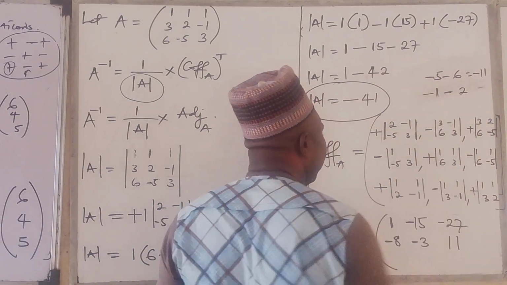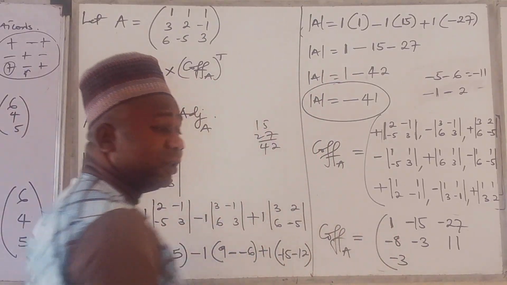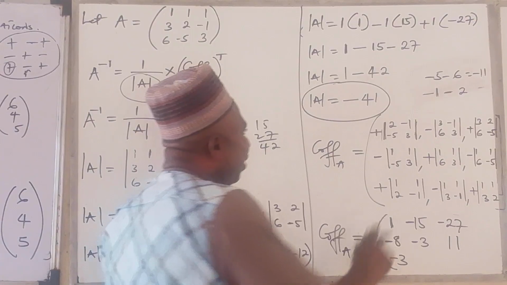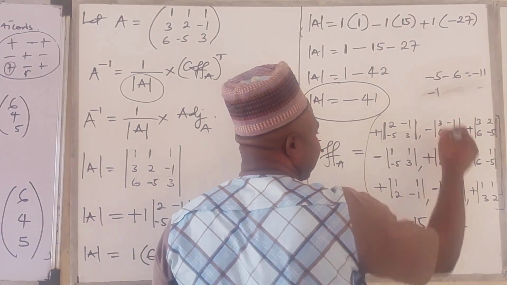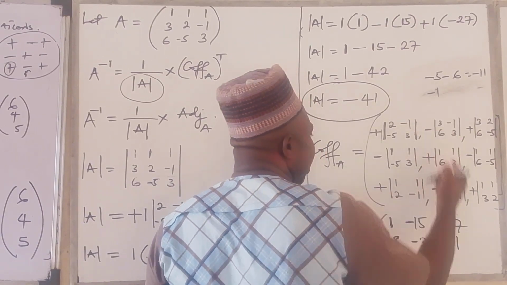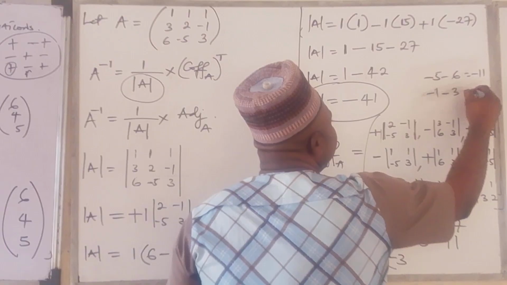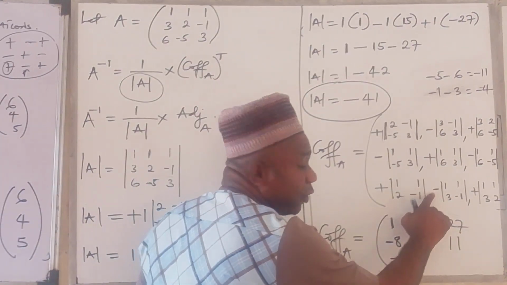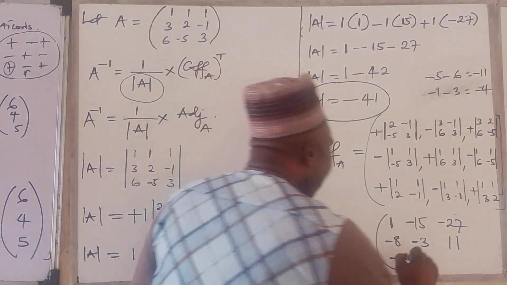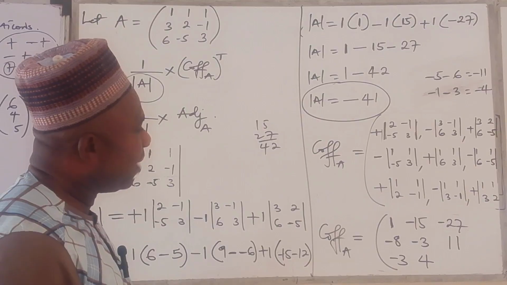So minus 1 minus 2 is minus 3. Yes, it's minus 3. Now the next one. Here we have 1 times minus 1 is minus 1. Minus 1 times 3 is 3. So that will give us minus 4. Yes, minus 1 minus 3 is minus 4. But there is a minus at the front, so minus minus 4 will give us 4. The minus sign will go.